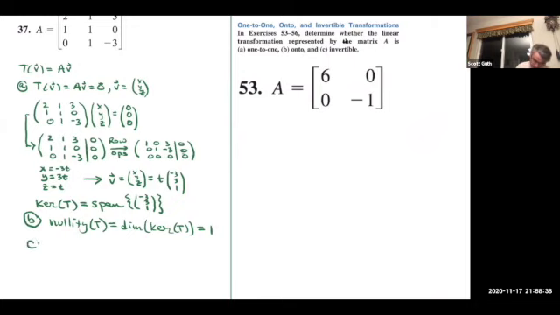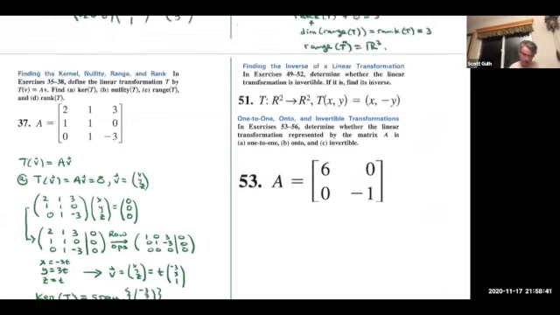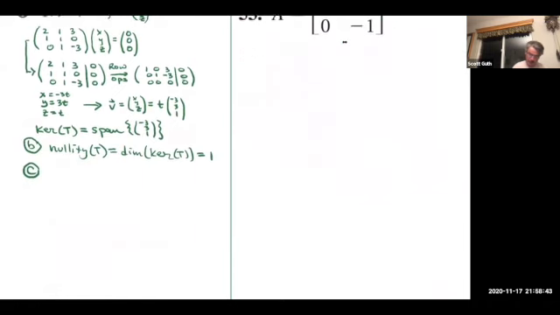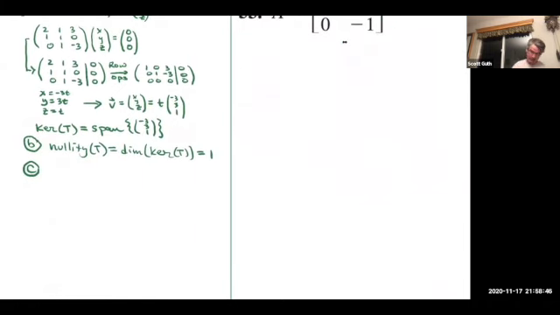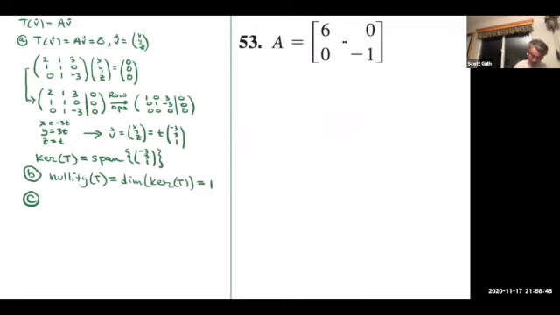Okay, C, I believe we want the range of T. So we can just remind ourselves that T of V is A times V, which, as you know, A is this matrix up above. I'm just going to copy it down. So my V is this XYZ vector, like that.